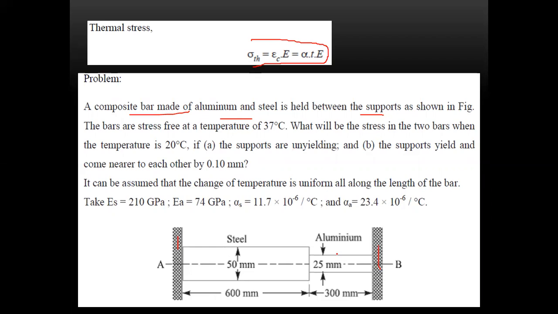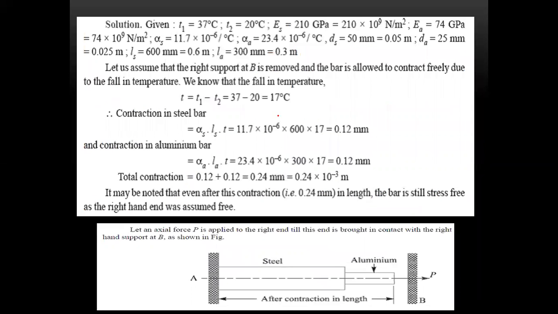In that, find the stress when the supports are unyielding, and when the supports are yielding towards each other by 0.10 mm. So this is a 50 mm diameter steel rod, this is a 25 mm diameter rod, with lengths of 600 mm and 300 mm, right? Now the given data, right? Now take the change in the temperature. T is equal to T1 minus T2, that is 17 degrees centigrade.